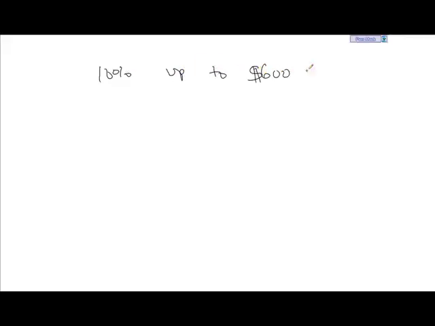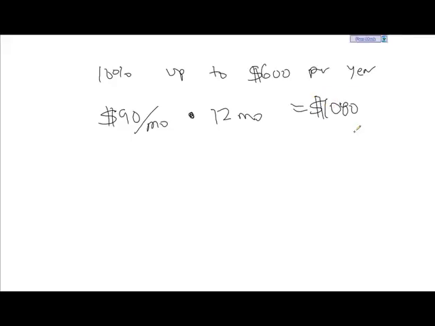So the way this works is that they say that they will match 10% up to $600 per year. So what that means is that if she's putting in $90, and this is per month, and she does this for 12 months, well, that comes out to a total of $1,080 total over the course of that year. Well, if we look at 10% of that amount, well, 10% of that is not $600. In fact, it's only $108.